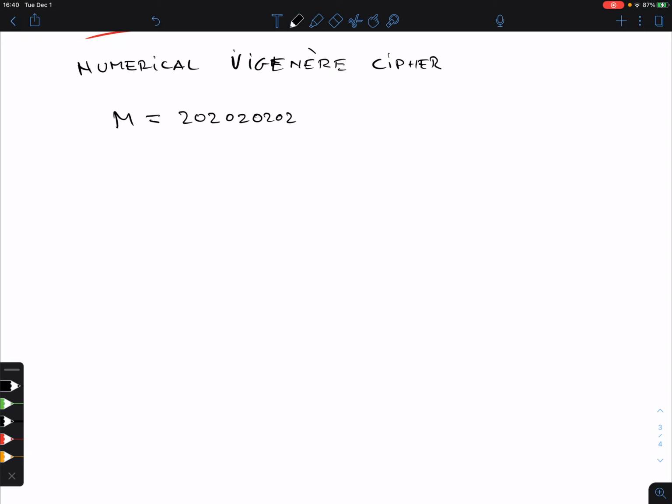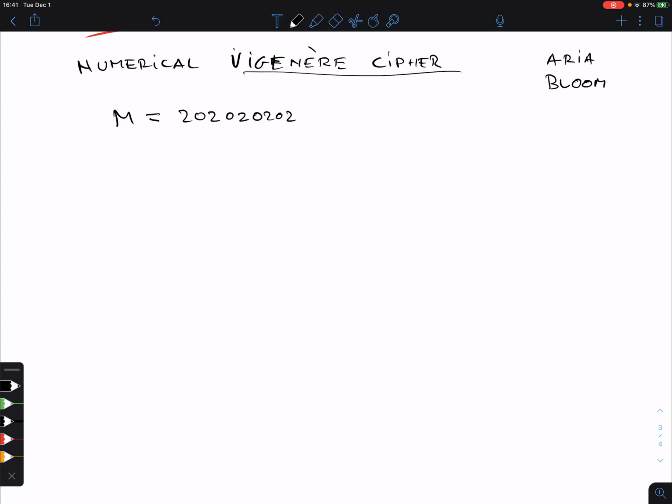So what does he do now? The Vignière, if you remember how it would work, is you had a keyword, and then you shifted the letters. So in the regular Vignière, if you, for instance, take the word bloom, and you had to encode the word area, what you would do is you would take A shifted by B.